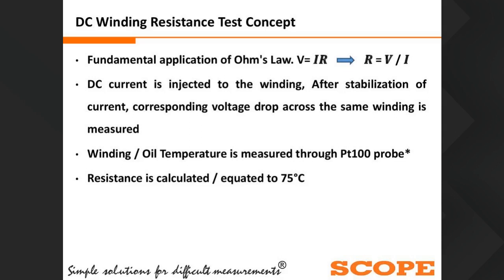For winding and oil temperature measurement, we have to use probes to measure the winding or oil temperature. Then the resistance is calculated or corrected to 75 degrees. IEEE and IEC have recommended that whatever resistance we have measured at any temperature, that is, ambient temperature, should be converted into 75 degrees Celsius, to compare the results after testing during commissioning or during the routine test. That will be helpful.